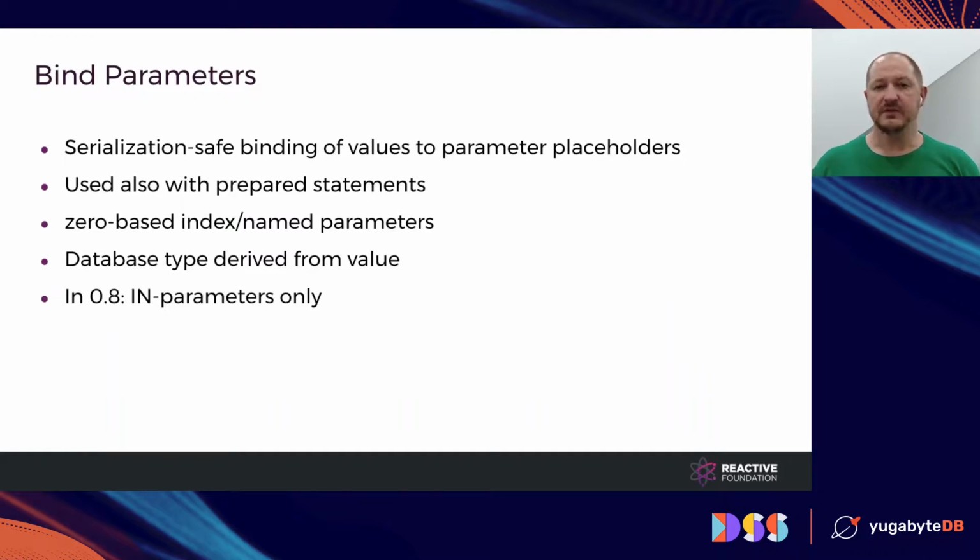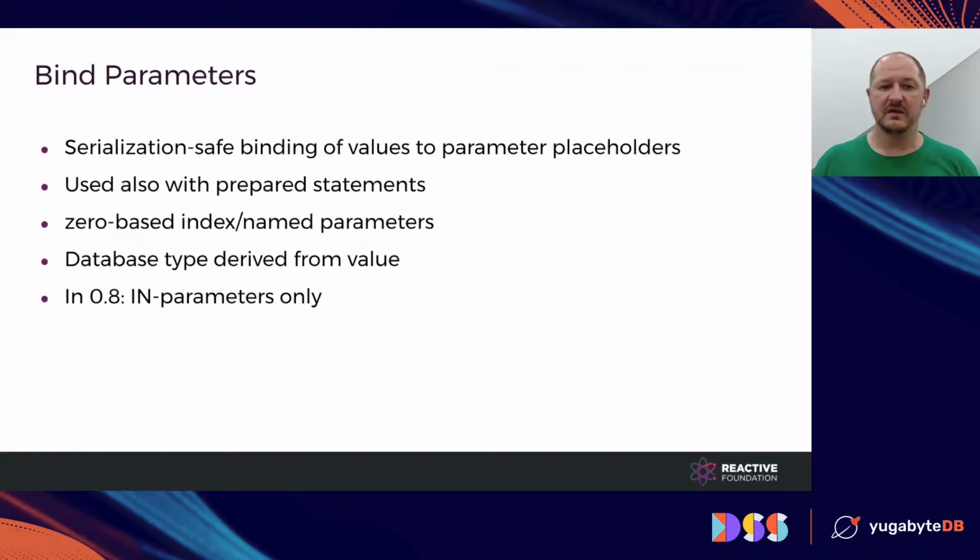Typically, bind parameters are used within prepared statements where you send the statement once to your server, and then you get it back as a reference. And on subsequent calls, you only provide a reference to that statement and a series of parameters, and then you invoke that. Now, our approach to that is using zero-based indexes and named parameters.